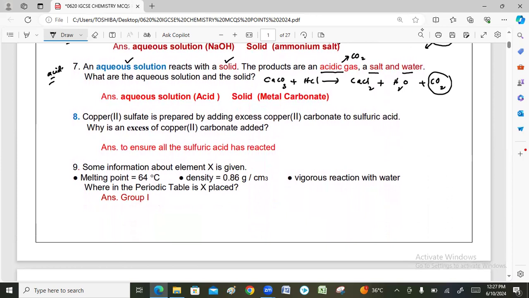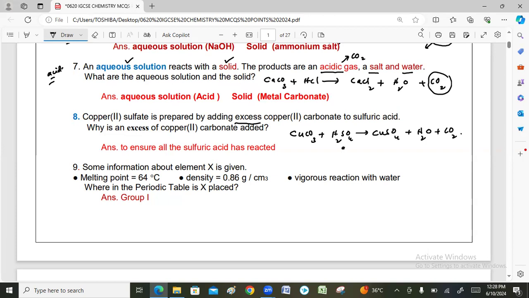Then the eighth point is that the copper 2 sulfate is prepared by adding excess copper 2 carbonate to the sulfuric acid. This is the copper 2 carbonate. If it reacts with the sulfuric acid, the products are copper sulfate and then water and then carbon dioxide. So metal carbonate reacts with the acid to form three products, like the question number 7: salt, water, and carbon dioxide. So why is the excess copper 2 carbonate added?